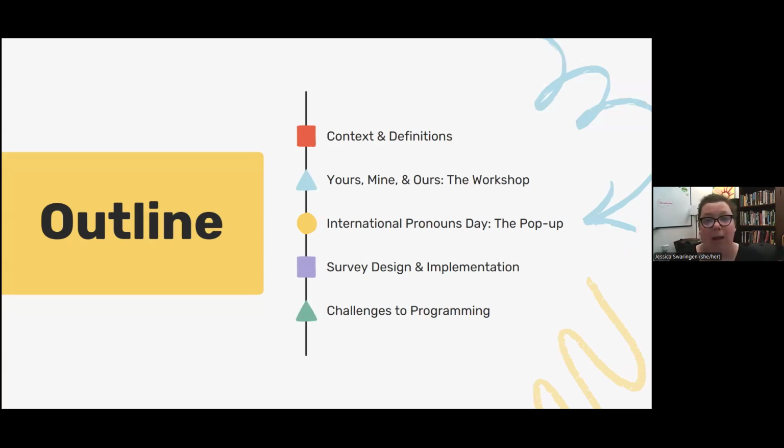All right. So to outline the presentation that we're going to give, first we're going to go over a couple of context and definitions, some tidying housework. We're also going to talk about the workshop that we conducted called Yours, Mine, and Ours. We're going to talk about International Pronouns Day pop-up celebrations that took place at the Armstrong campus. These are our two main gender inclusive language programming activities that we do here. We'll also talk a bit about the survey design and our attempt at implementation and challenges that we have been facing to programming as of late. So let's go ahead and get started.